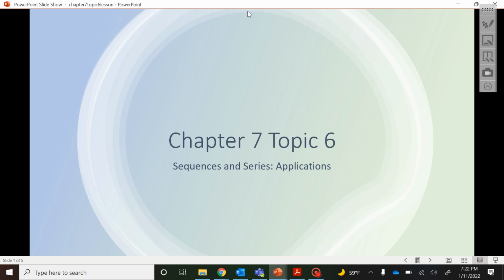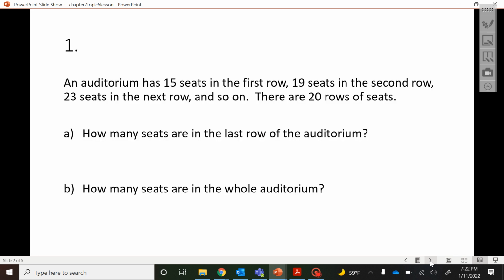So we're going to look at Chapter 7, Topic 6, which is the applications of sequences and series. It's essentially how you can use sequences and series in a word problem or something like that. The general idea when approaching these types of problems will be, well, let's take a problem first and I'll explain.